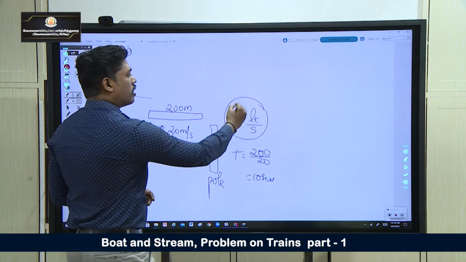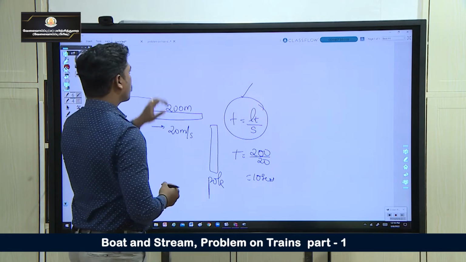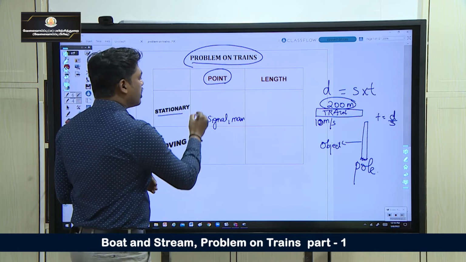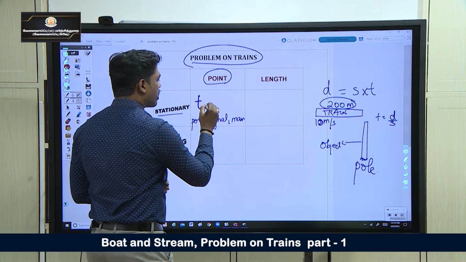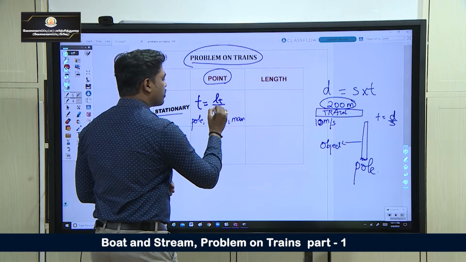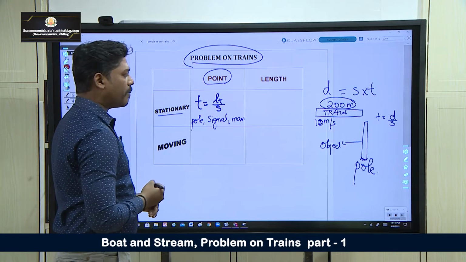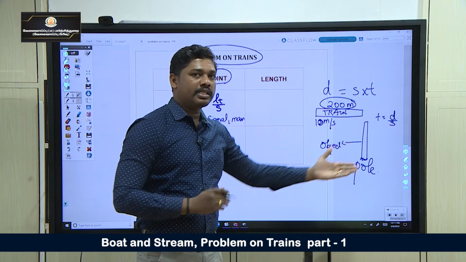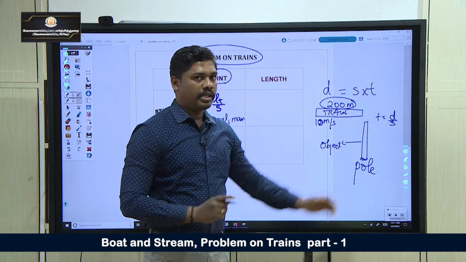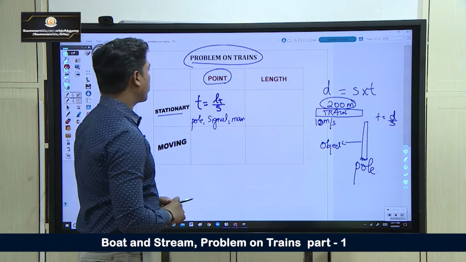So note down this formula here. For a stationary point, the time taken would be length of train divided by speed of train. Why? Because the pole will not move, it is at a fixed point and it has no length, it is a point like this.